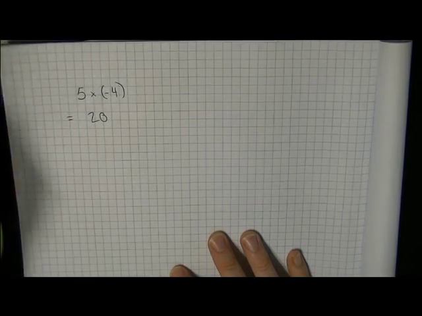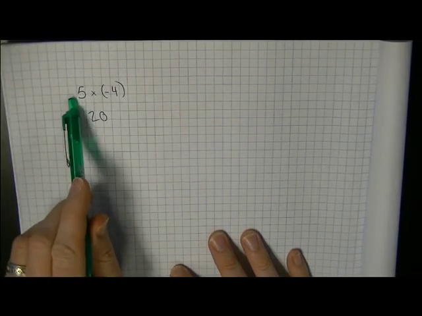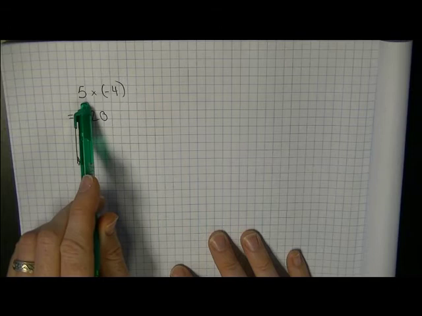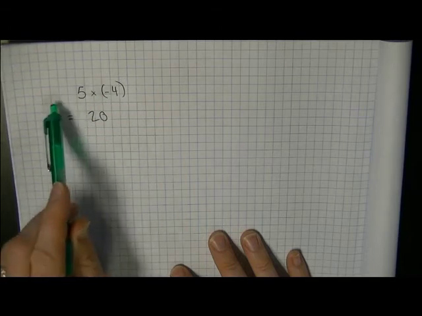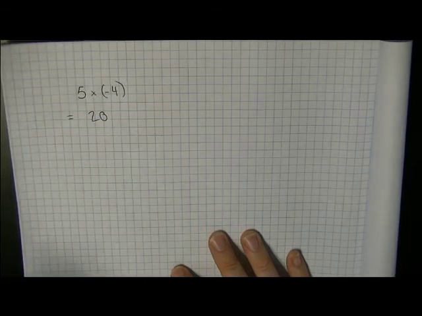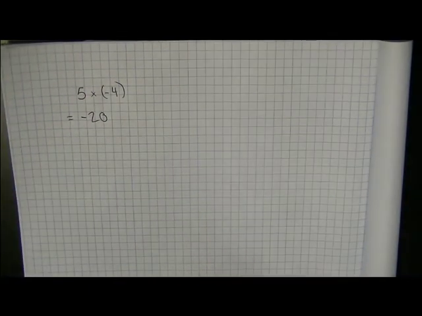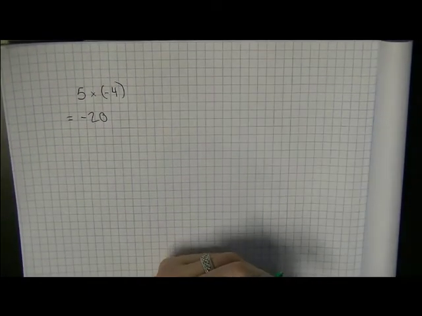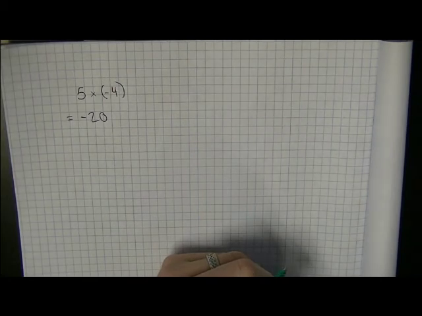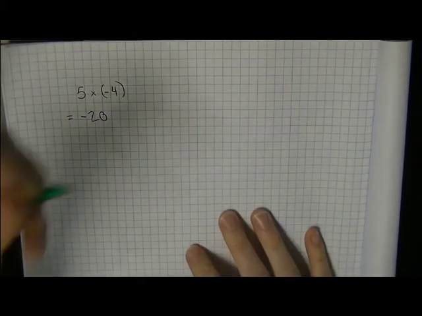And then you see, okay, you take the sign of your first number, and since I'm multiplying by a negative, I change the sign of the first number. So this becomes a negative. So if I'm multiplying by a negative, it changes the sign. So let's do another example.